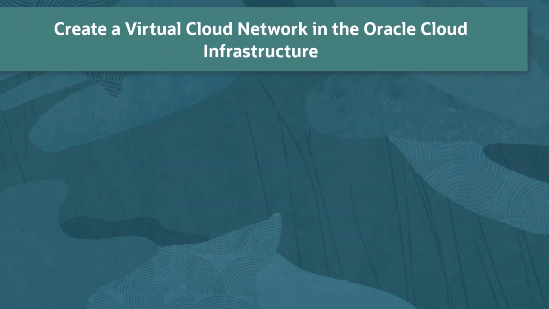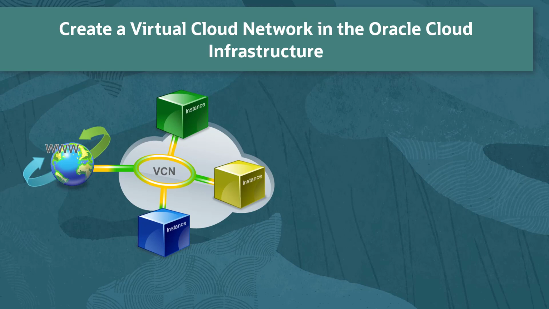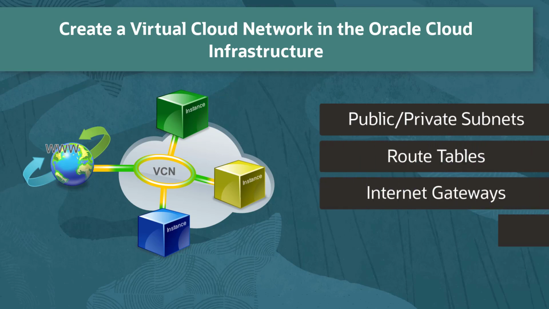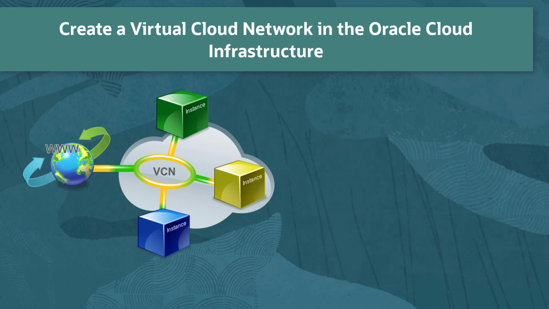Hello, welcome to this video, which shows how to create a virtual cloud network, or VCN, in Oracle Cloud Infrastructure. A VCN is a software-defined virtualized network in the Oracle Cloud Infrastructure that allows instances to communicate as if operating on a traditional network. The VCN includes components such as public and private subnets, route tables, internet gateways, DNS support, security lists, and more.